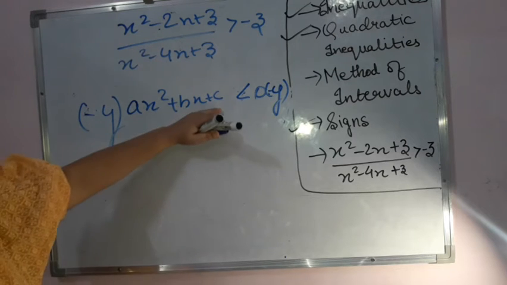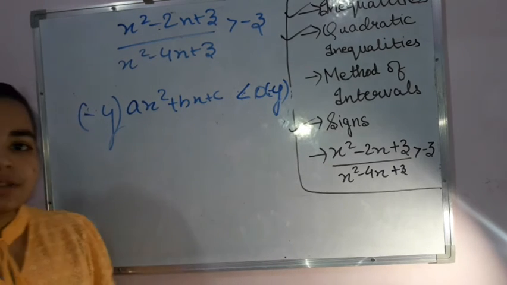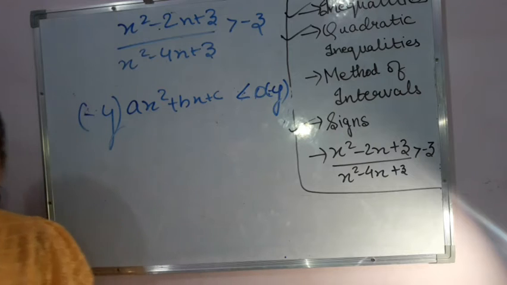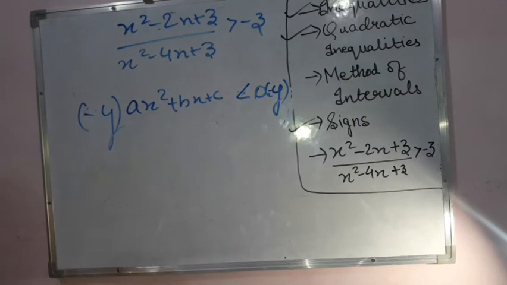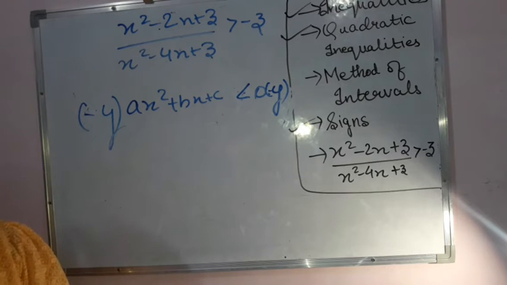So if it was greater than, it will become less than. If it was greater than or equal to, it will become less than or equal to. Right? So this is what the rule is. Addition or subtraction by a positive or negative term will not affect the sign of inequality.